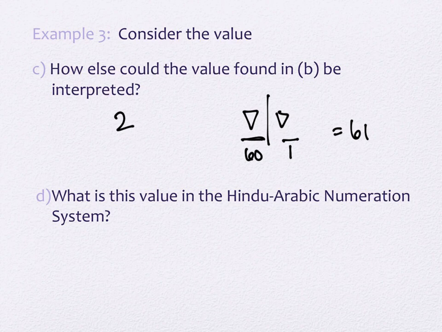So it says, what is this value in Hindu-Arabic system? And it means the original value we started with. So we're going to go back to the original value now. The original value we started with, which is on your paper, has a triangle, 5 of these arrows, and then it had 9.